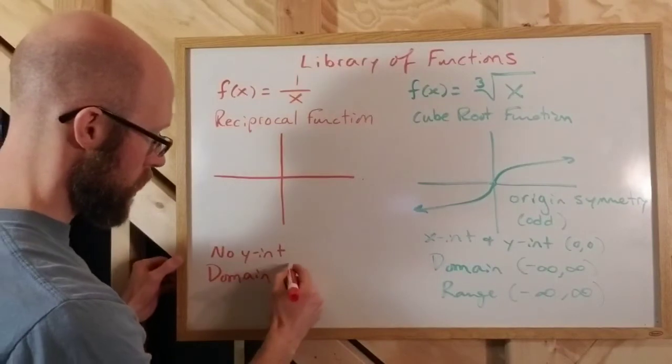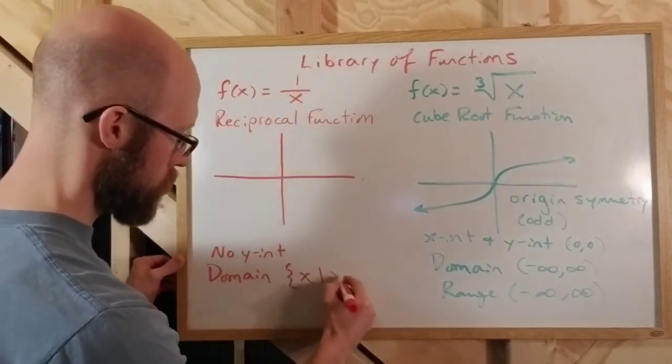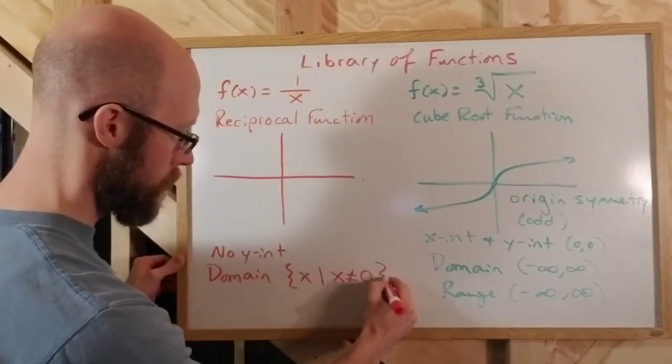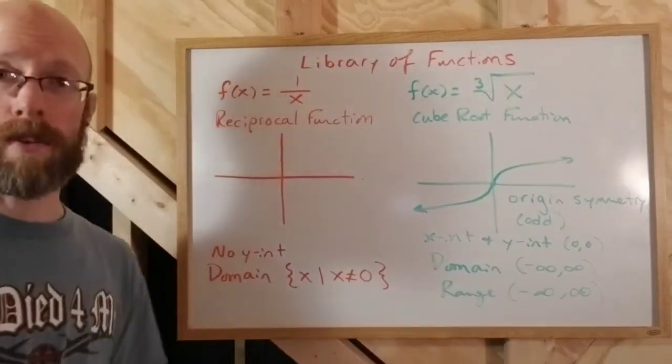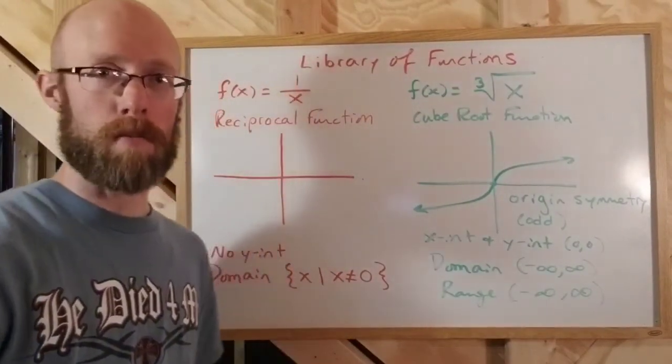So we could write that as x such that x is not equal to 0. Right? I can't plug a 0 into that function. It's the only thing I can't plug in, but I can't plug that in.